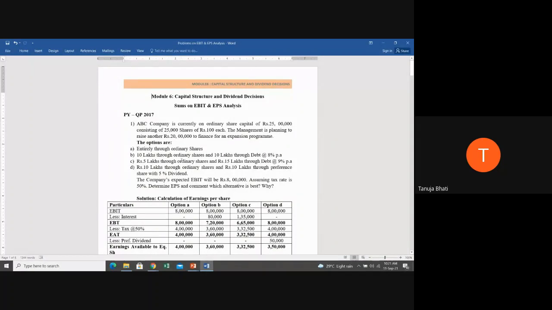Students, is this particular Word document visible to everyone? Yes, ma'am. Okay. Yes, ma'am.